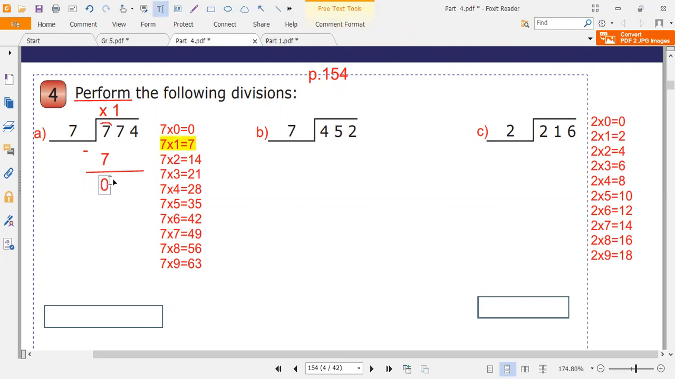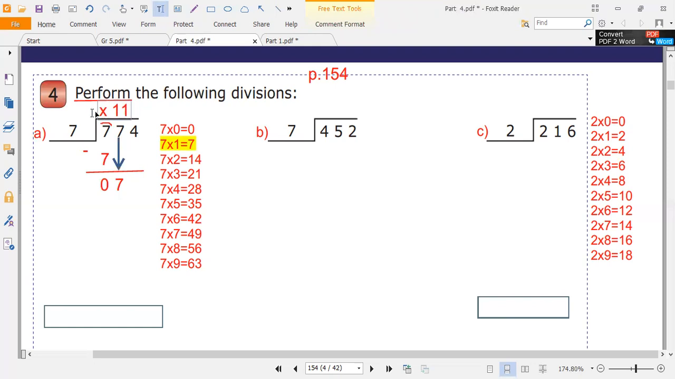Now we have to bring down the next digit. We bring down only one digit. We cannot bring down two digits in the same step. So we bring down the 7. Then we divide. We repeat the steps. We divide 7 by 7. It's equal to 1. So we write 1 here in the quotient.